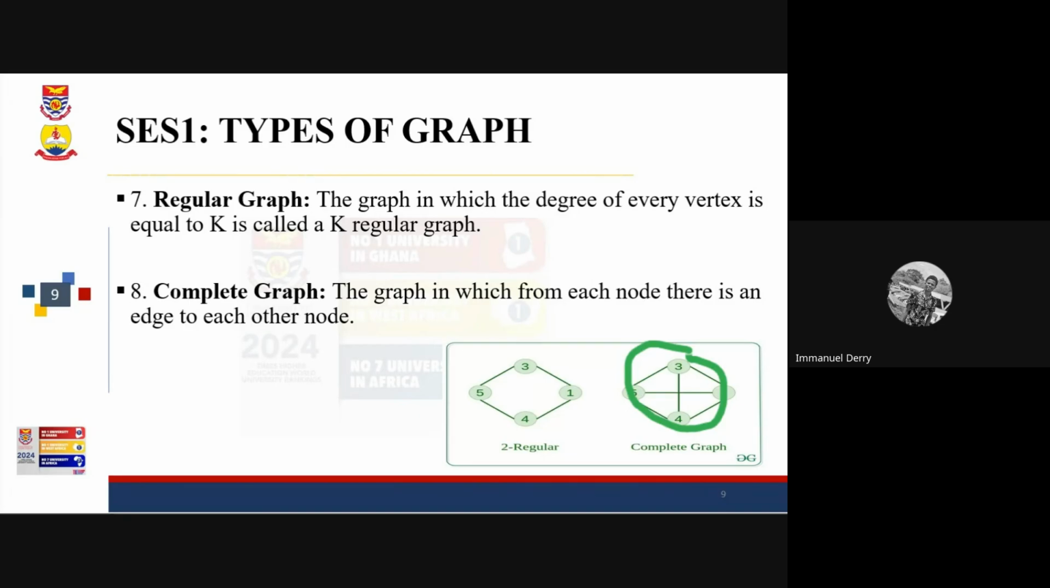However, based on the previous example we had, we said that for a complete graph, when you stand on one of the vertices, you can move to all the other vertices. So this also qualifies to be a complete graph and also a 3-regular graph.